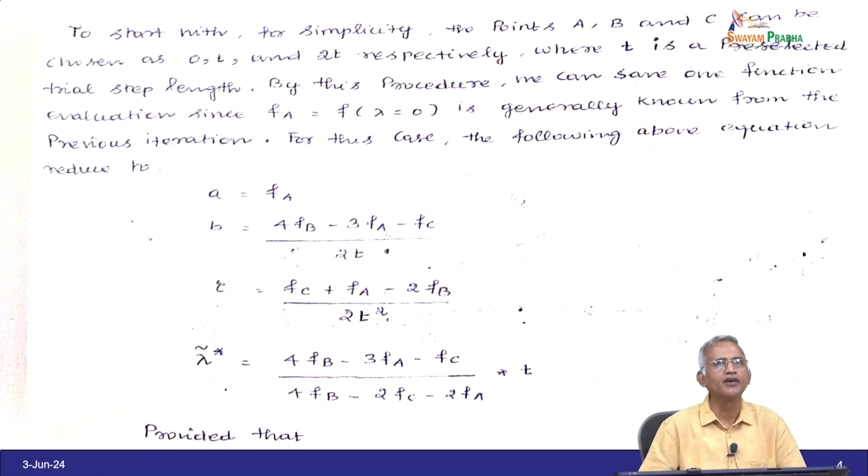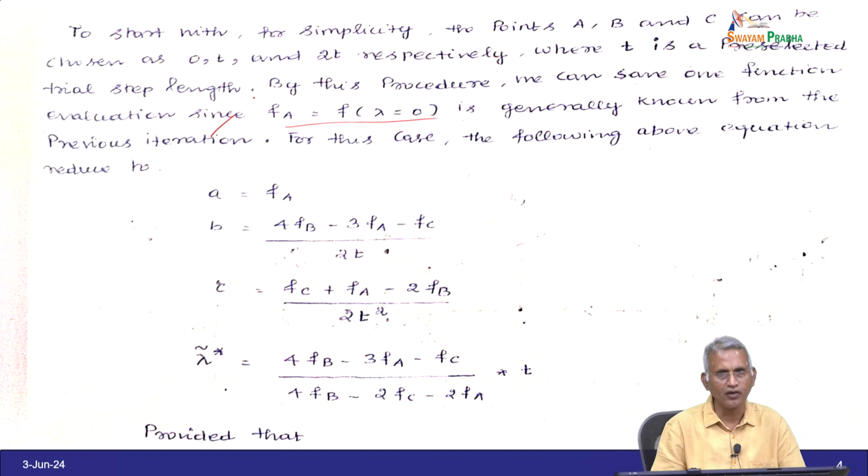To start with, for simplicity, the points A, B and C can be chosen as 0, t and 2t respectively, where t is a preselected trial step length. By this procedure we can save one function evaluation, since fa equal to f of lambda equal to 0 is generally known from the previous iteration.